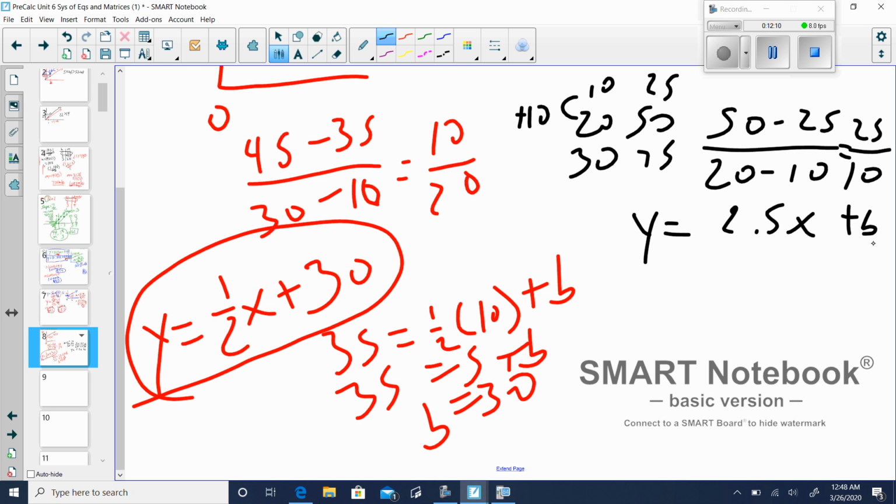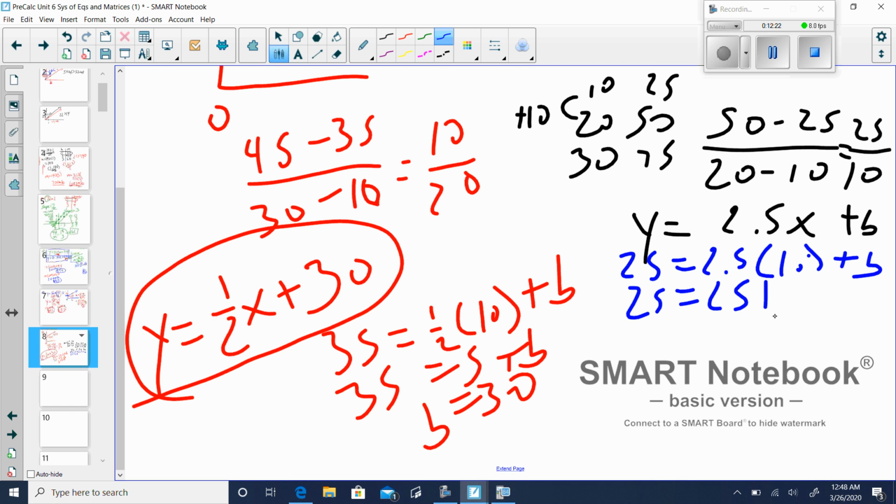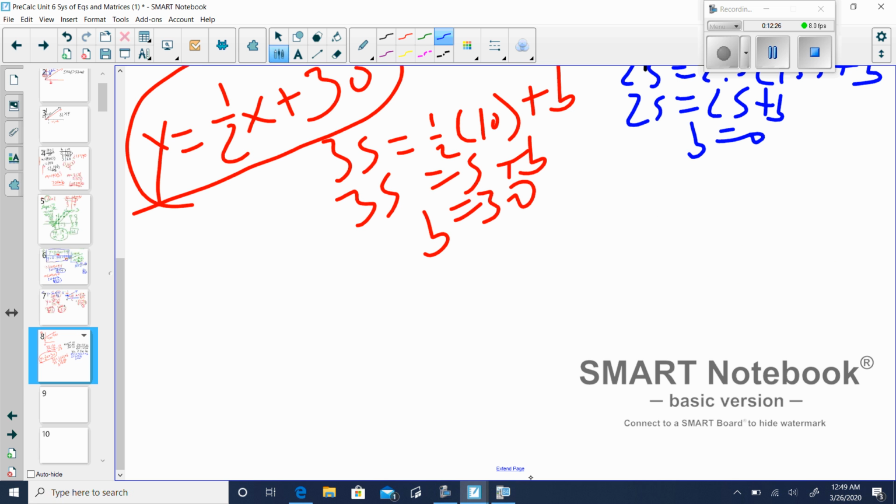What's our y-intercept and what's our equation? Well, we'll go ahead and put in 25, 10. So 25 equals 25 plus b equals 0. So y equals 2.5x.